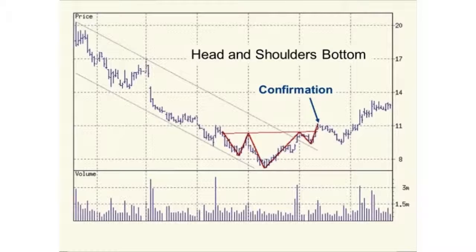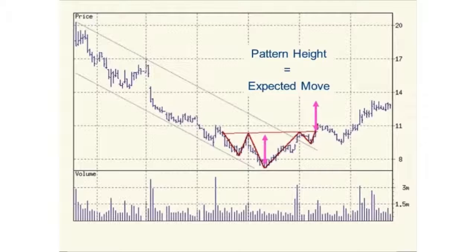Very important when dealing with classic patterns, you have to confirm the pattern. So until this particular pattern had broken through that neckline, it was not a valid head and shoulders bottom. It means nothing in the context of technical analysis until it's confirmed.